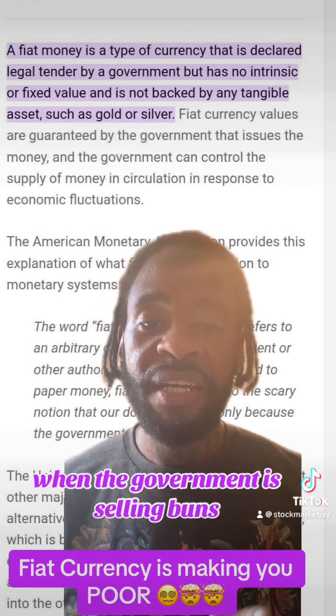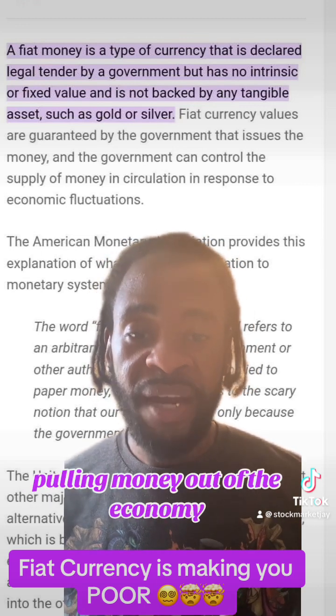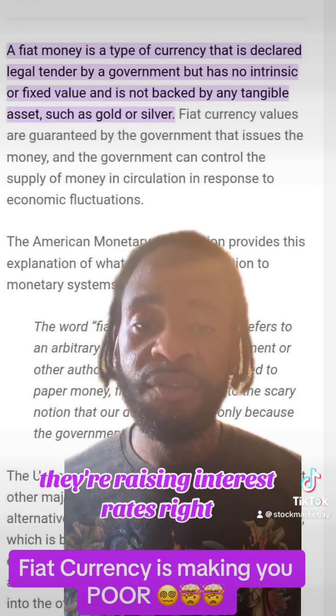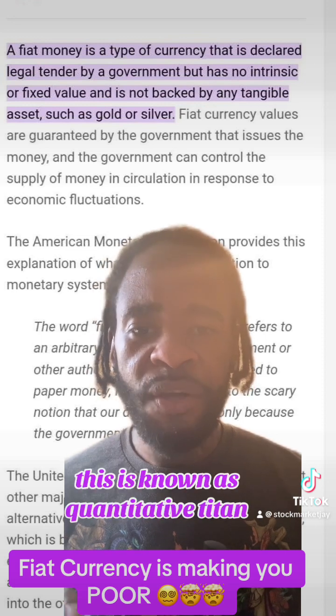When the government is selling bonds, they're pulling money out of the economy. They're taking liquidity out of the economy. They're raising interest rates, right? This is known as quantitative tightening.